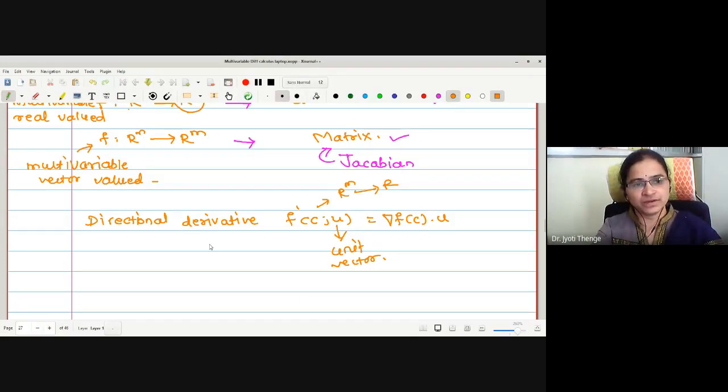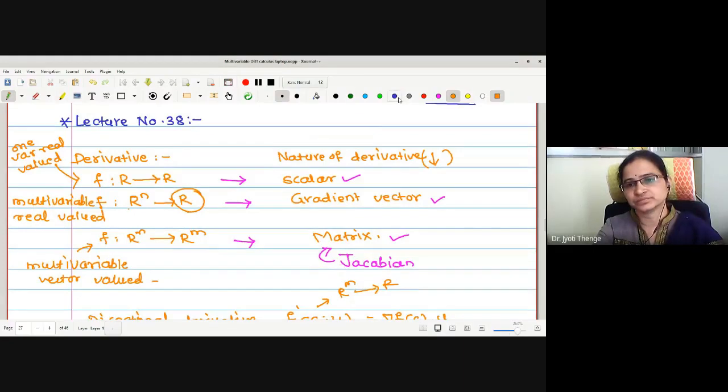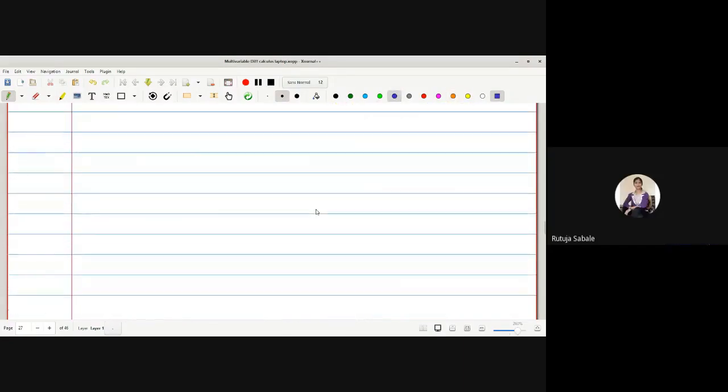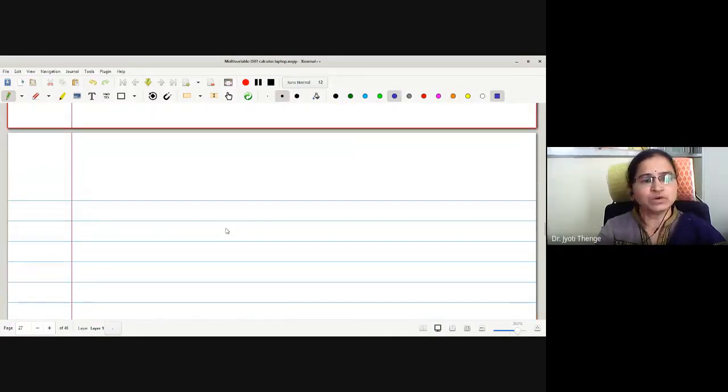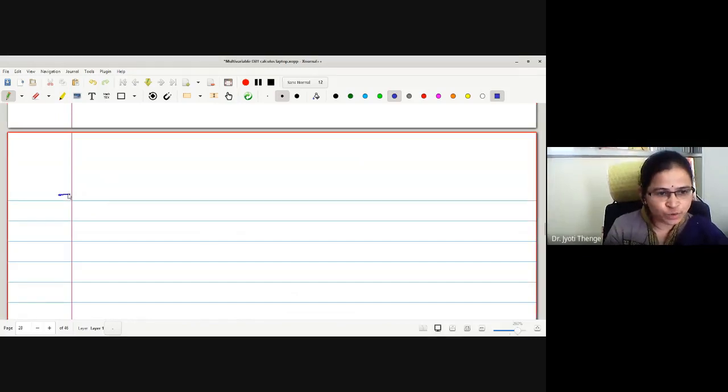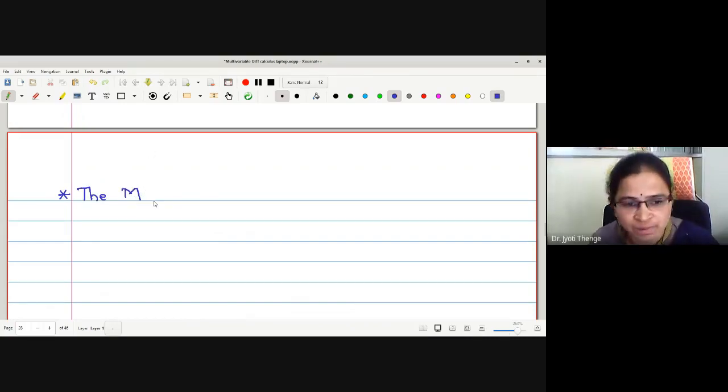Is there any difficulty in the last lecture? Some examples I have also given you to solve for homework. Now in today's lecture, we will go to the next point of proving the mean value theorem for differentiable functions. We are familiar with the mean value theorem of a one variable real value function.